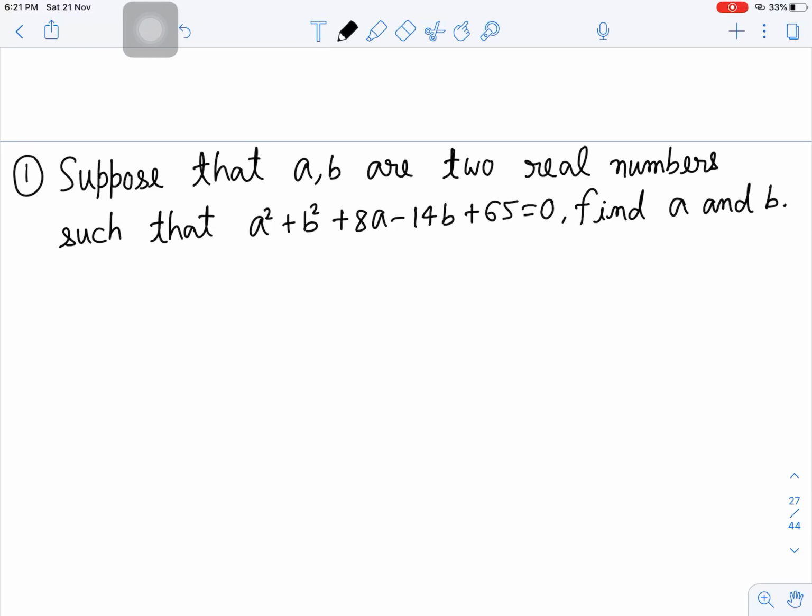Hello everyone. We will discuss some important questions related to JEE of 11th standard. The chapter name is Basic Mathematics.